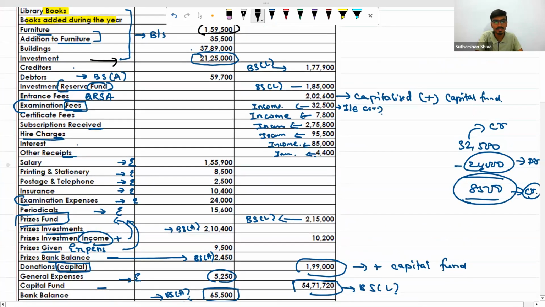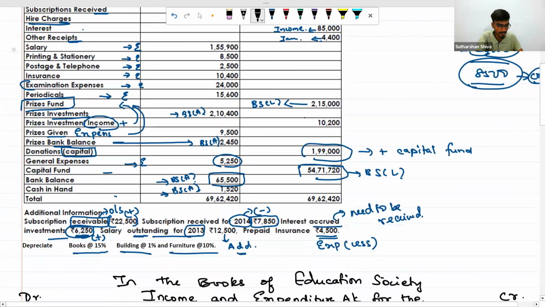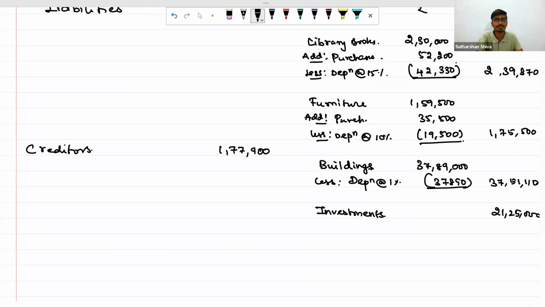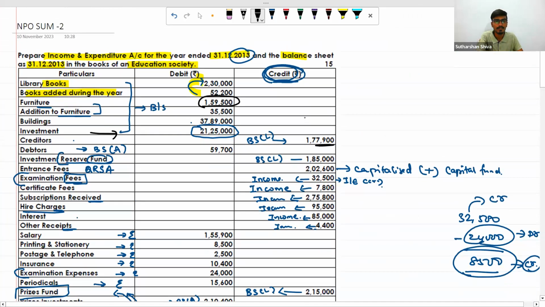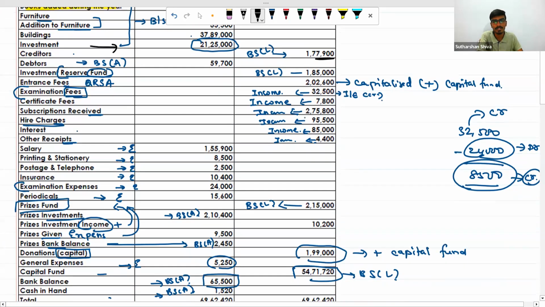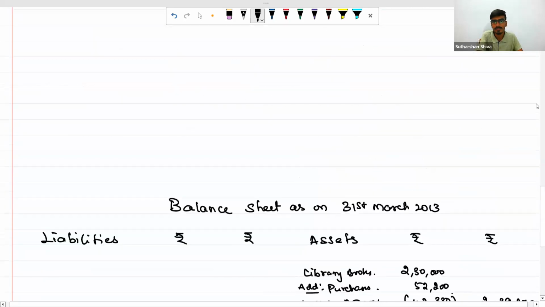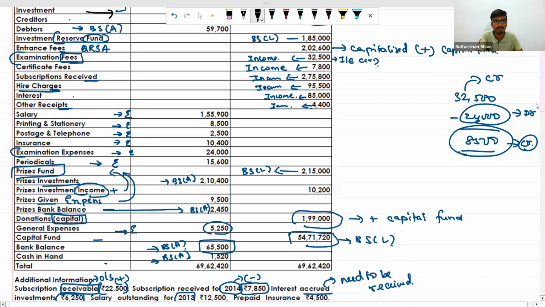Next, we will go for creditors. Creditors they have given 1,77,900. We will leave 5 to 6 lines, and we will write creditors. Then after that, we'll do debtors, 59,700. So debtors, 59,700 is the value. Then debtors is done.